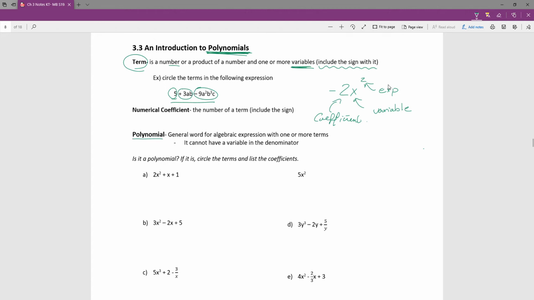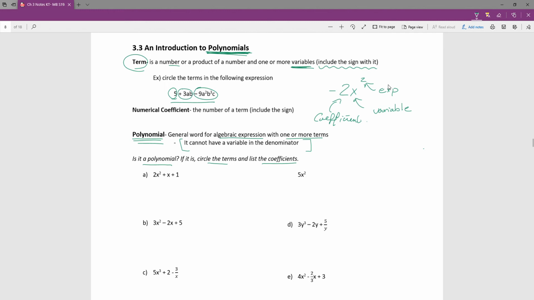So a polynomial is a really general term. It's a general term for an algebraic expression with one or more terms. So it can have any number of terms, and we'll talk about the different names for specific kinds of polynomials at the bottom of the page. The key thing about classifying a polynomial is that we don't want to deal with any letters in the bottom of a fraction. And so we're going to start off by experimenting with this definition of a polynomial a little bit and knowing that polynomials are made up of terms. We're going to take a look at these examples and decide, is it a polynomial? And if it is, then we want to circle the terms and list the coefficients.